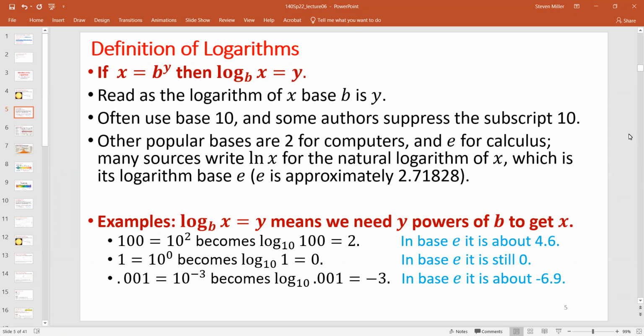When we're doing things theoretically, base 10 is not nice. It's base e that has the nice properties. It's the same reason why we use radians when we do trigonometry, because the derivative of sine is cosine only when you use radians. If you use degrees, you have a 180 over pi conversion factor.